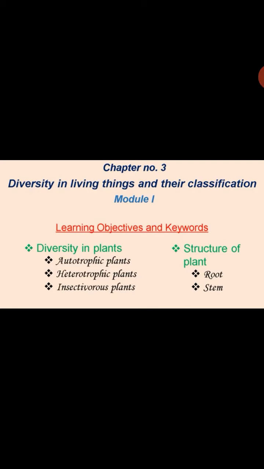So students, as you all know, this chapter we already started, right? In the previous lecture. So we are going to learn the continuation part of this chapter, chapter number 3, diversity in living things and their classification. So students, in the previous lecture we have completed diversity in plants and structures of plants, first point root, right? Now today we are going to start structures of plants, second point, stems. Okay students?